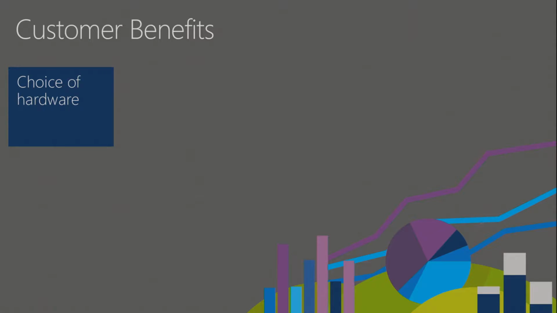The first one, obviously, is choice of hardware. As you'll see later in the presentation, we are working with a bunch of hardware partners, so you don't have a few choices. You have many choices. You have many different configurations to choose from: performance optimized, capacity optimized, or balanced, all flash, hybrid, and you name it. Hyper-converged or disaggregated.